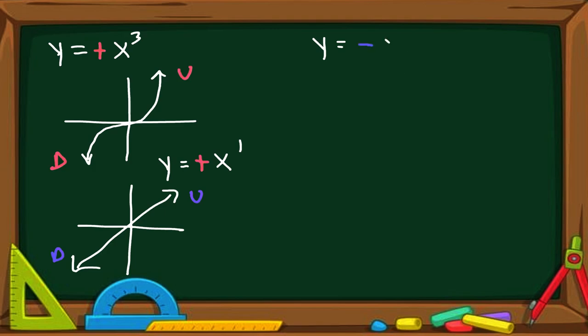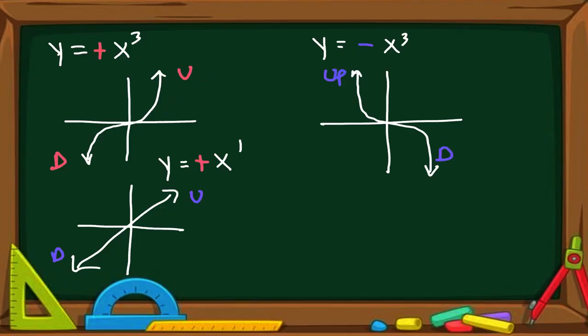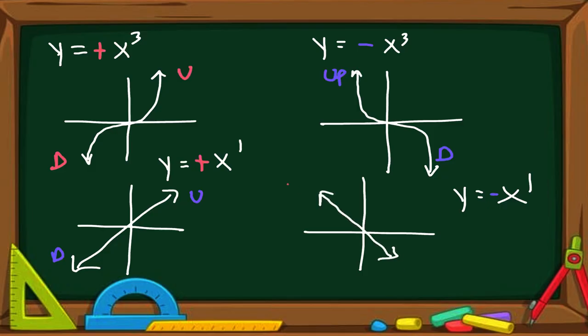Now, if the leading coefficient is negative, we're going to get the reverse situation. So instead of going from down to up, it's now going to be up, and then it's going to go down, and the same is true for y equals negative x to the first power. It's a straight line, but it's going to go in this direction. It's initially up on the left, but it's going to be down on the right.